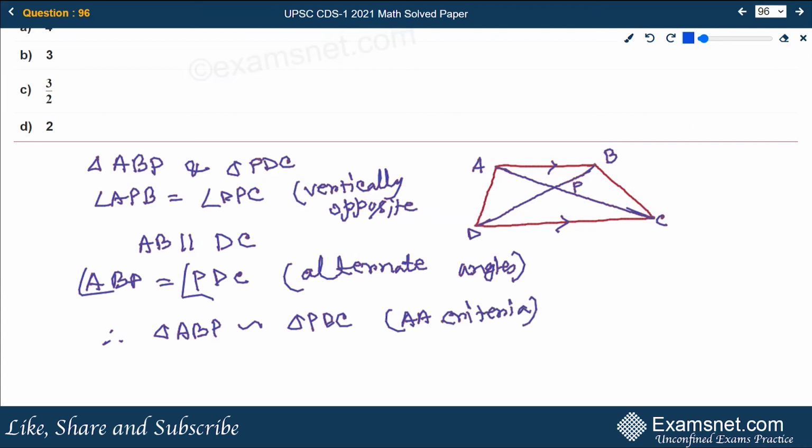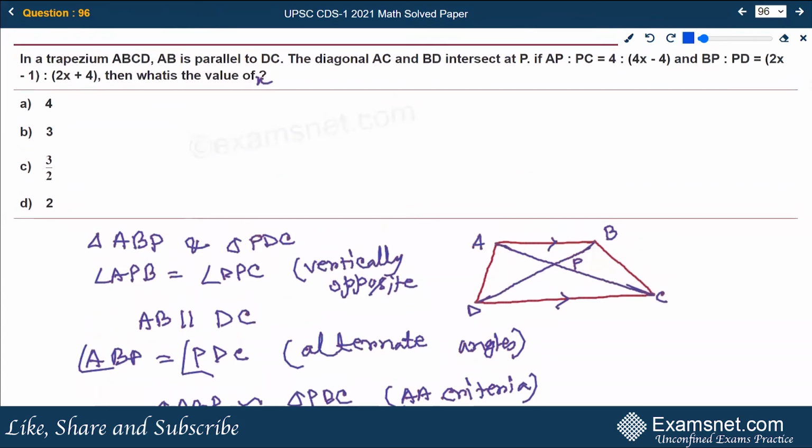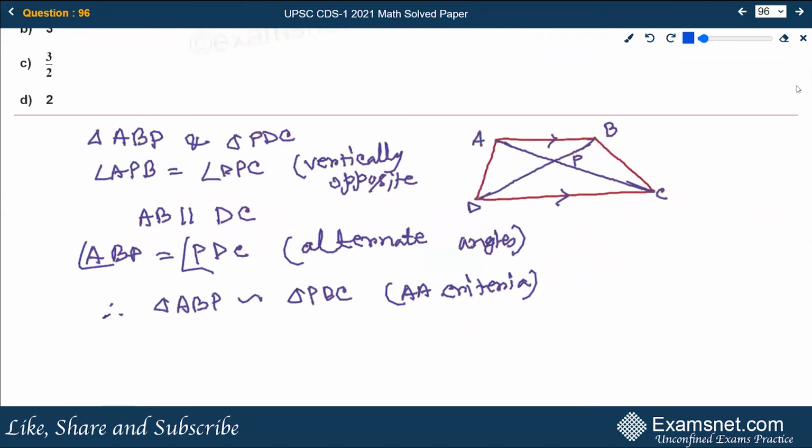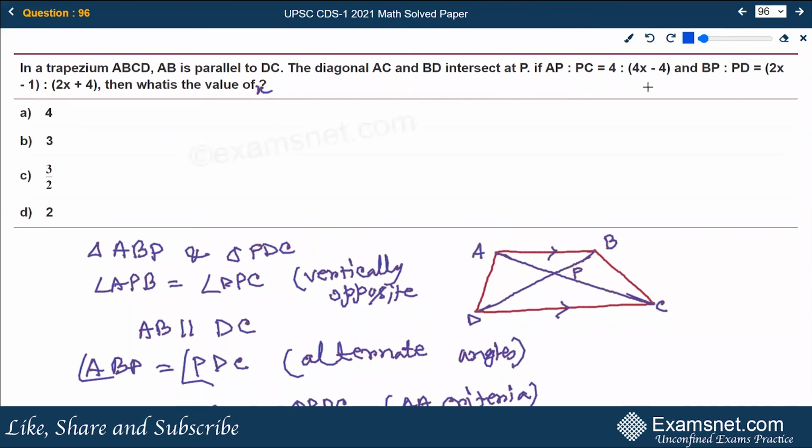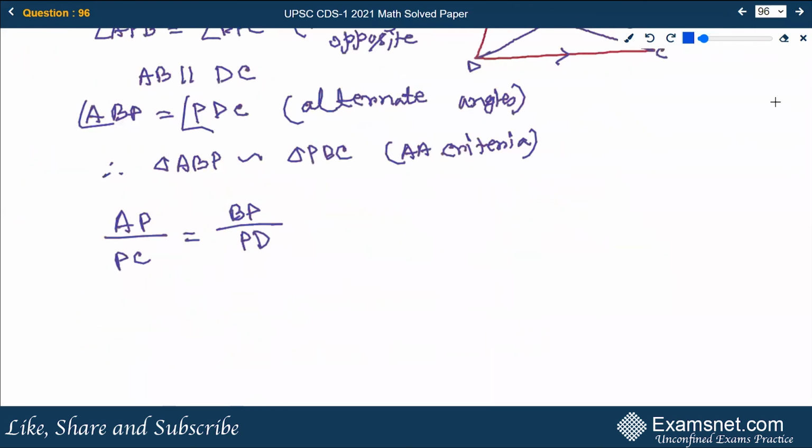So we can say the ratio of corresponding sides will be equal, that is AP by PC and BP by PD. Here we are given the ratios of them, and the ratios are equal. So we can solve it.